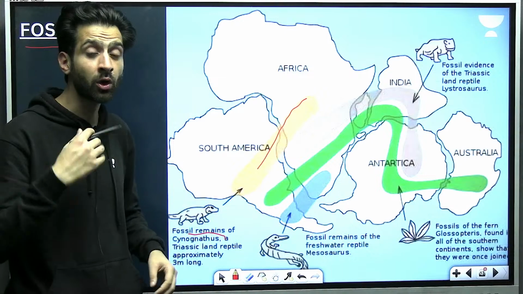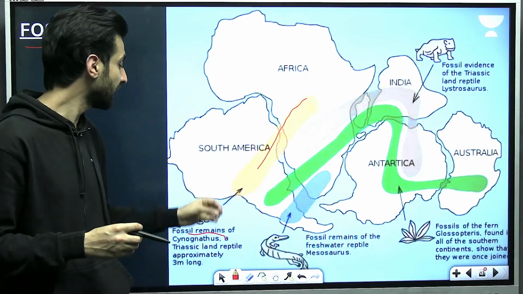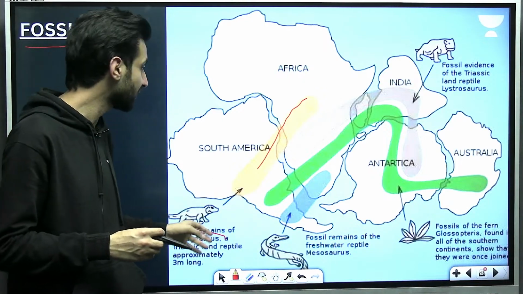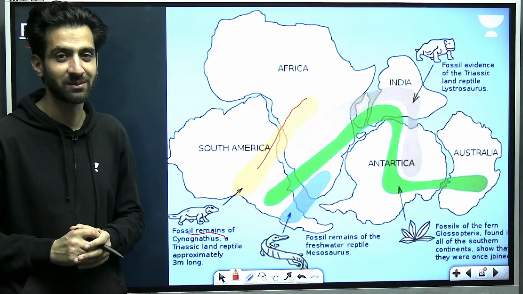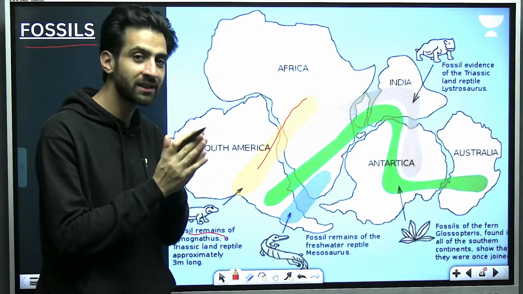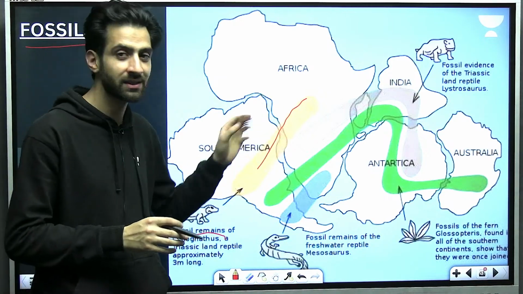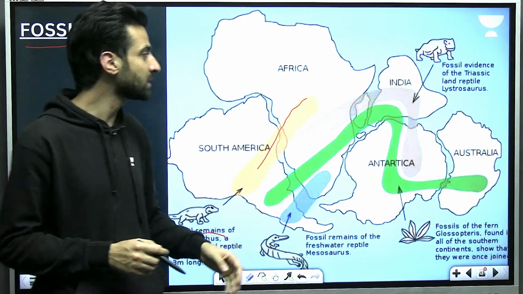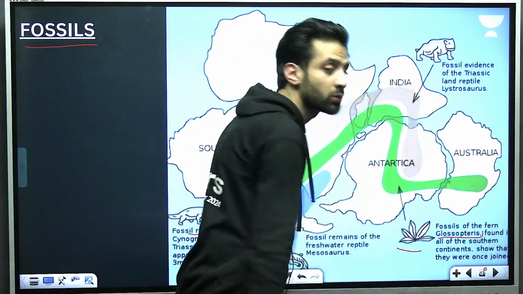The animal was not able to cross the ocean. It's very difficult. Then how is it possible that you find the fossils of such an animal in South America and Africa as well? How is it possible? That means that the continents were together in history. That is why the fossils are present there as well. After that, you can see some other fossils as well, some plants as well. Glossopteris was one plant.